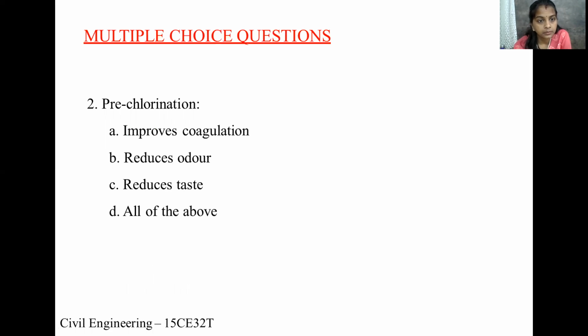Next, pre-chlorination. Pre-chlorination: A, improves coagulation; B, reduces odor; next, reduces the taste. Actually, what should be the answer? It reduces the odor? Yes, all of the above is right. So the answer for this question is D, all of the above.